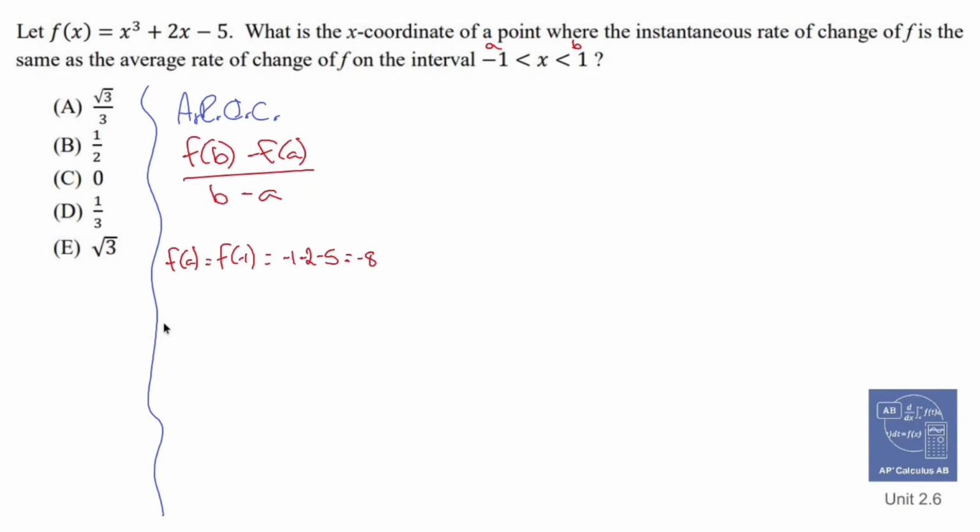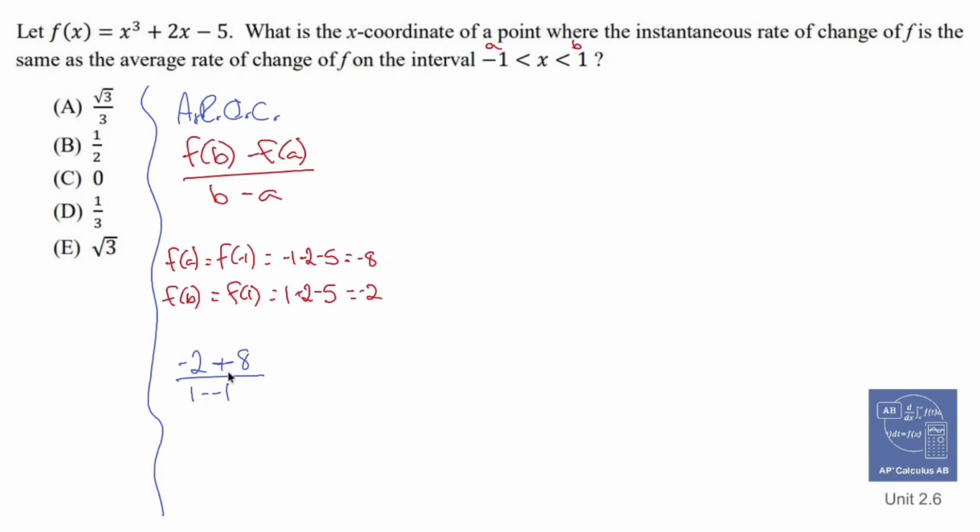f of b, which is f of regular 1, is going to equal 1 cubed, which is 1, plus 2 times 1, which is plus 2, minus 5, and that's going to be negative 2. So f of b minus f of a is going to be negative 2 minus negative 8, over b minus a, which is 1 minus negative 1.